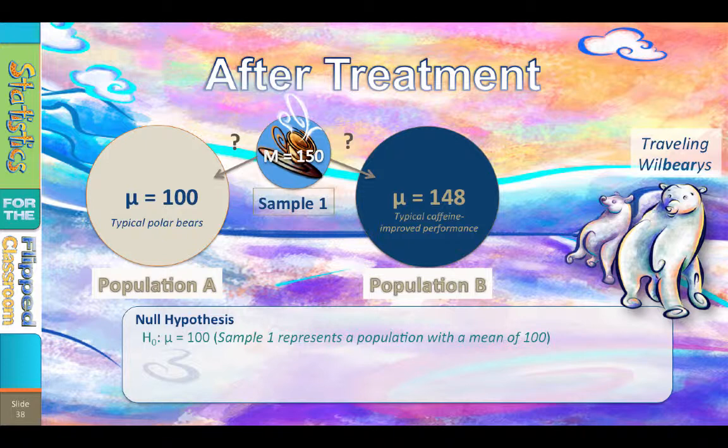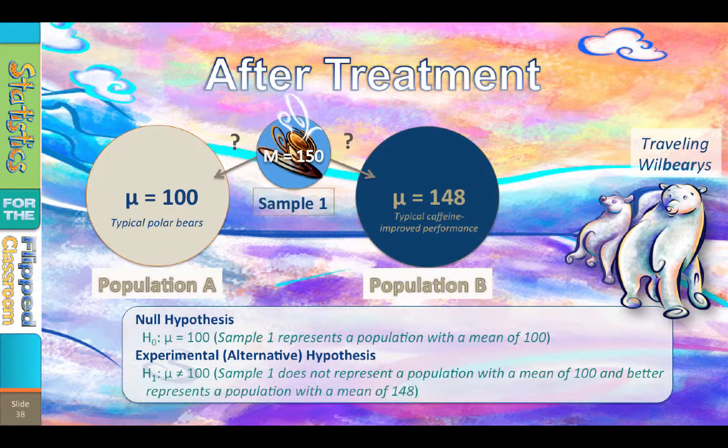The null hypothesis states that sample 1 represents a population with a mean of 100. We would write that H sub 0: mu equals 100. The experimental or alternative hypothesis states that sample 1 does not represent a population with a mean of 100 and better represents a population with a mean of 148. We would write that alternative as H sub 1: mu does not equal 100.